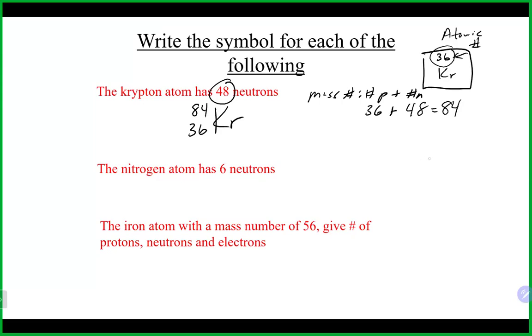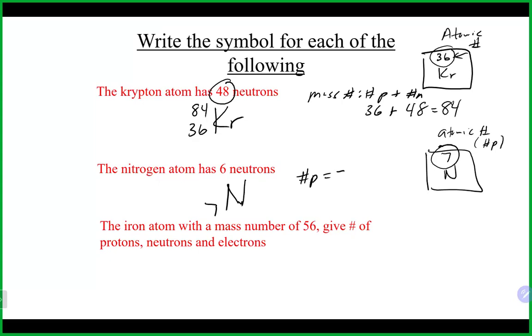Nitrogen, as we saw earlier, is number 7. Once again, what we could get from the periodic table is the atomic number, which is our number of protons. So we know N is the symbol. Bottom left should go our atomic number, because that is the number of protons, which is 7.